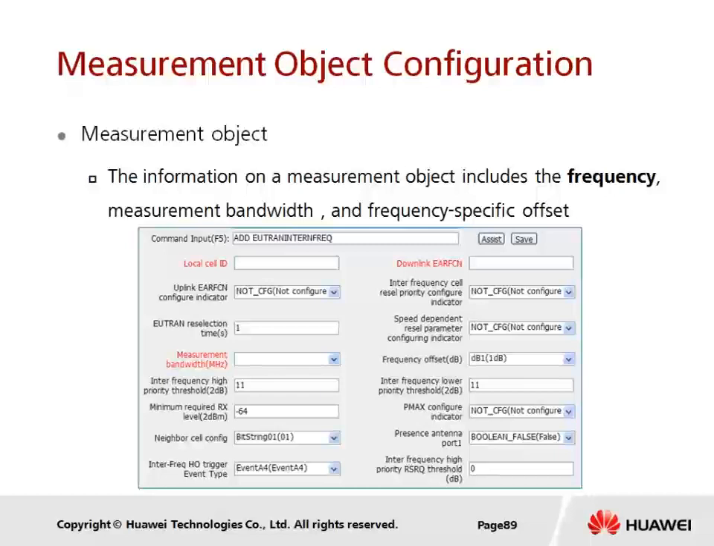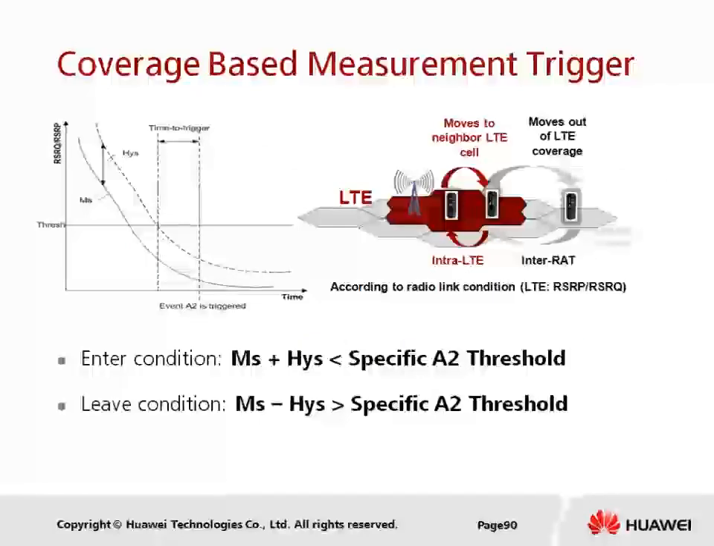So this is a command for us to configure the measurement object. As we have mentioned earlier, the measurement object means the frequency, which includes the frequency number, frequency offset, the antenna ports, and the neighbor cell configuration.